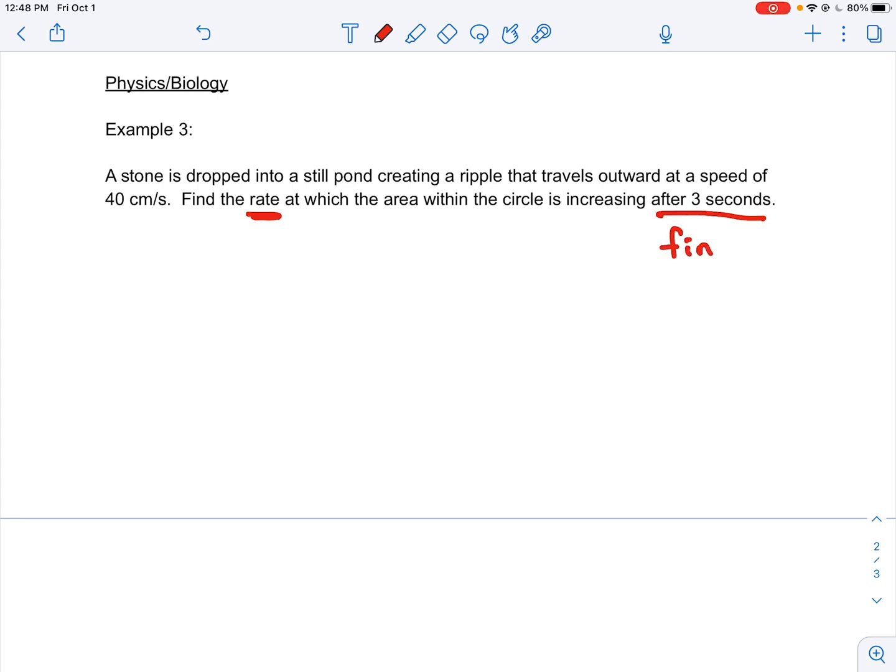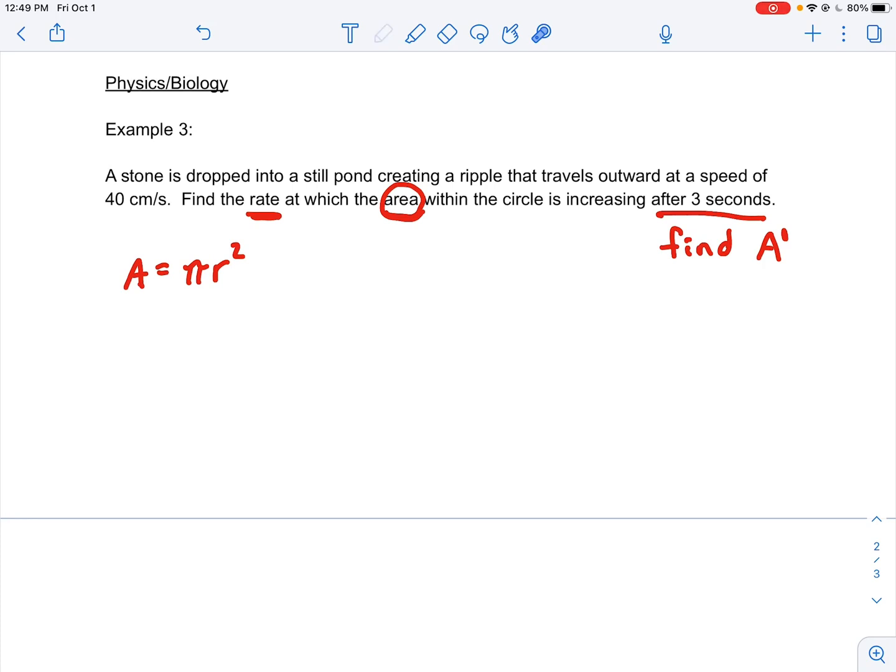So what they've actually asked you to find is A prime. Now, how did I know it was A prime? Because we're looking for the area of the circle. Now, area of the circle is pi r squared. Now, we need to figure out, though, because we are in centimeters per second, so we're dealing with time here. We don't have any time in our problem. So how can we relate this to time?